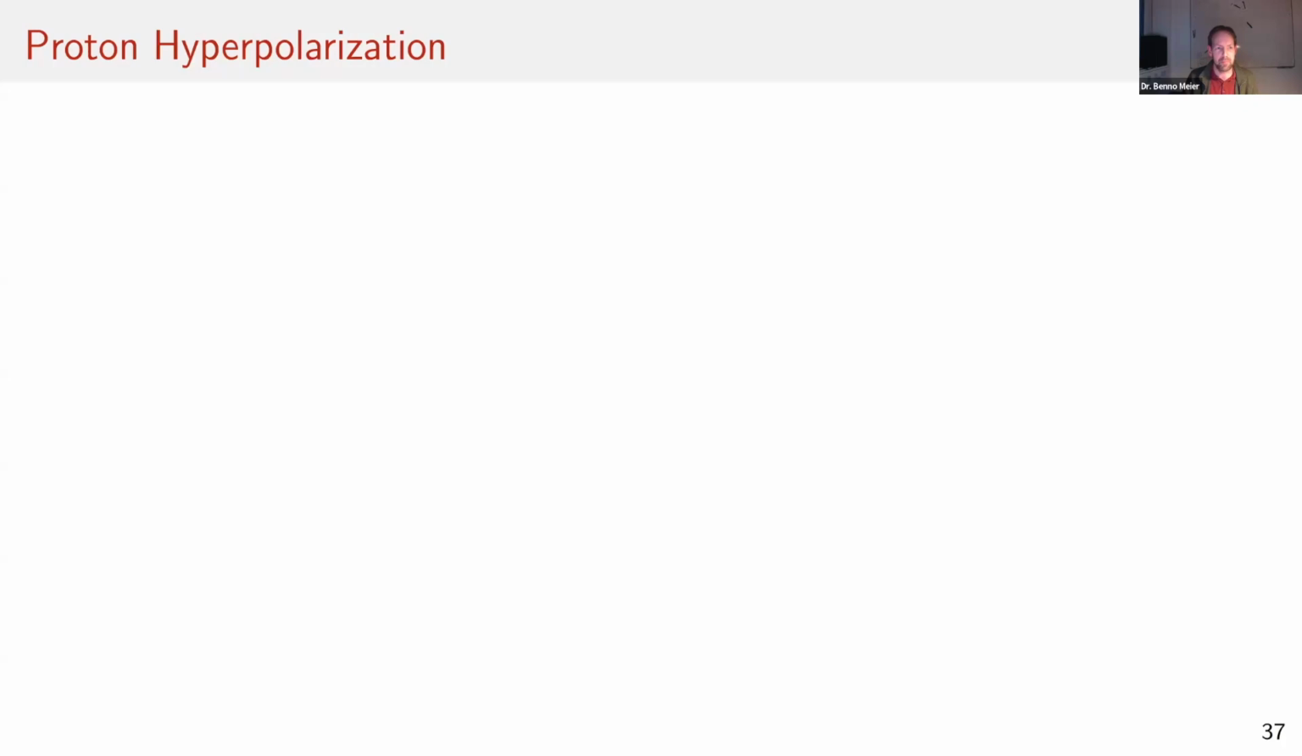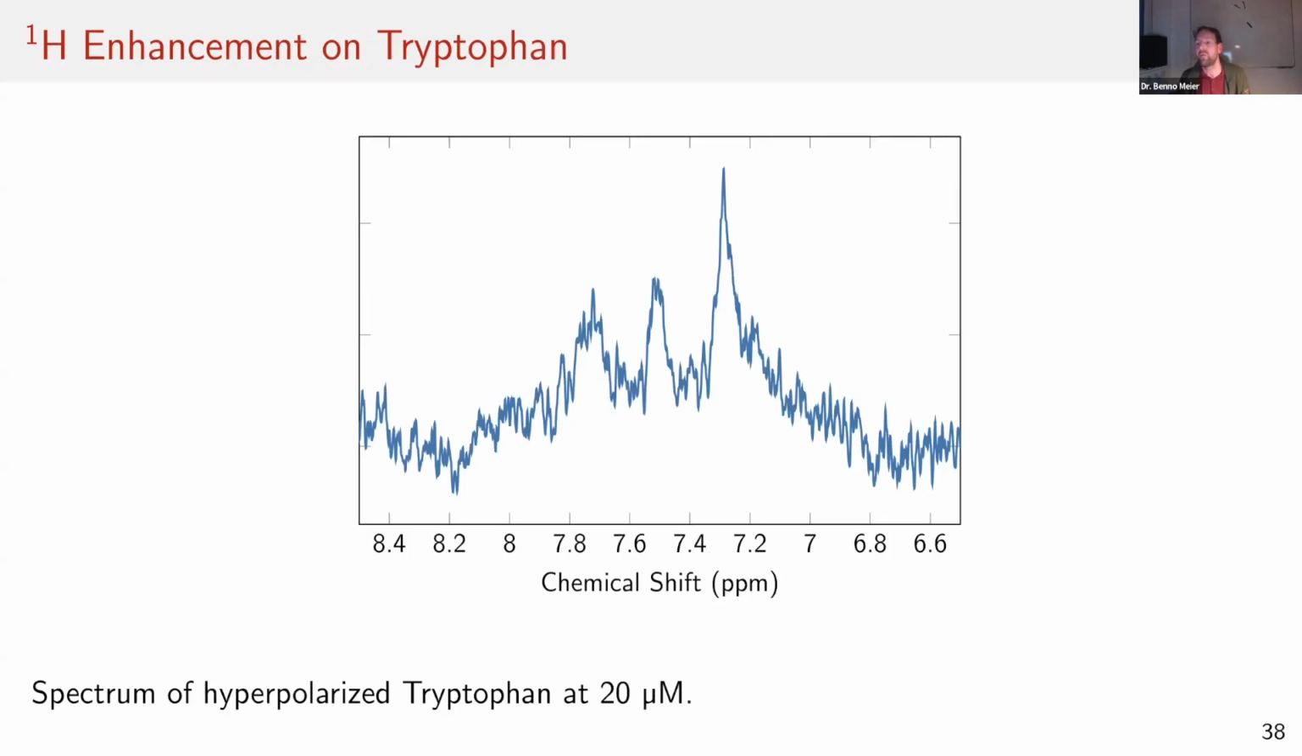Sorry. There's one. So now we know how to choose a radical concentration, and so we decided to look at a molecule and see whether we can detect it without any carbon label. And so this is where we are right now. This is tryptophan, a molecule that we want to use for binding studies. And here you can see the spectrum that we recorded with a final concentration of 20 micromolar. So at that concentration, we can right now easily see the tryptophan.